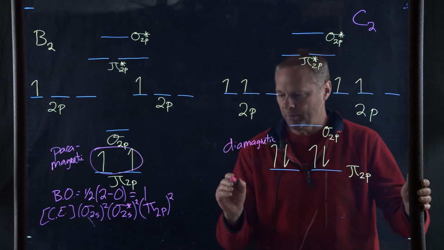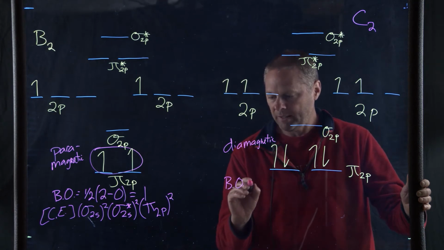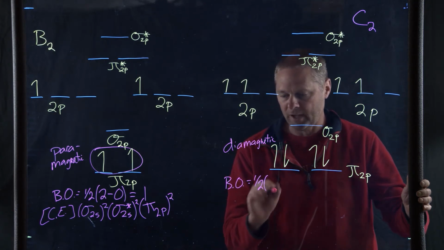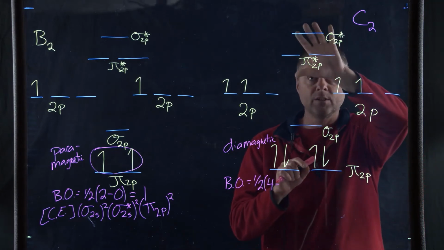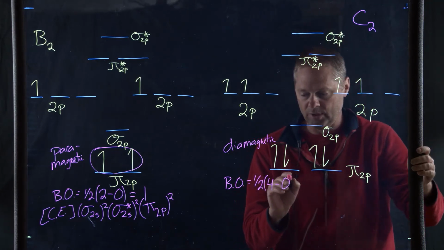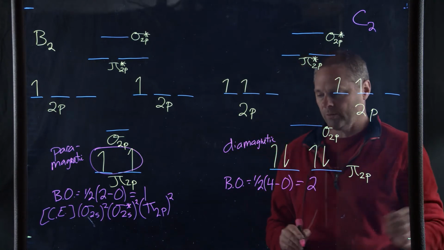Now if we want to come up with the bond order for this, it is going to be equal to 1/2 times the number in the bonding orbital, which is 4, minus the number in the antibonding orbital, which is 0. This will give us a bond order of 2.